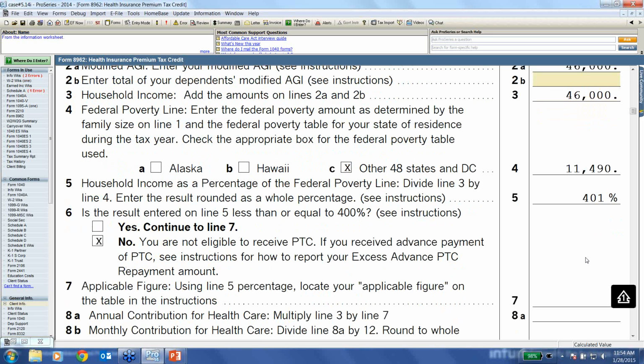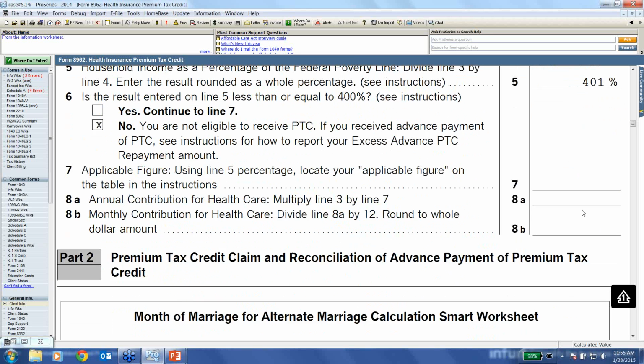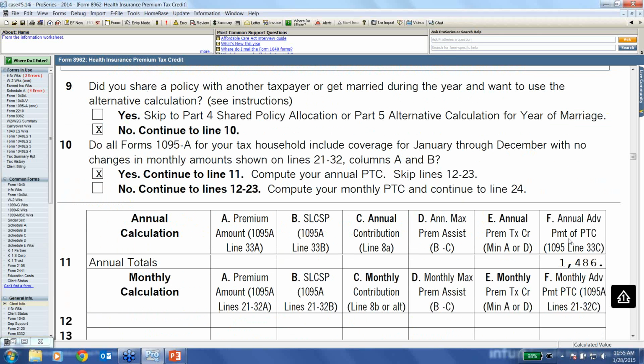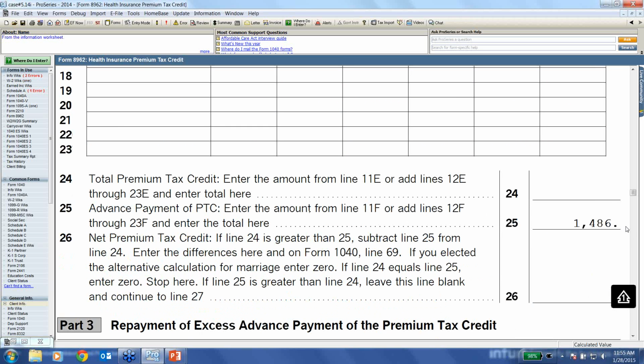And you can see this coming up in real life situations where you project your income to be below the 400%, and you get your subsidies up front based on that, but then it turns out I'm over 400%. So let's see what happens here. You don't calculate the premium tax credit since you're not eligible. We punch in the annual advance payment of the premium tax credit, $1,486. We total down, and they need to pay it all back, line 25.